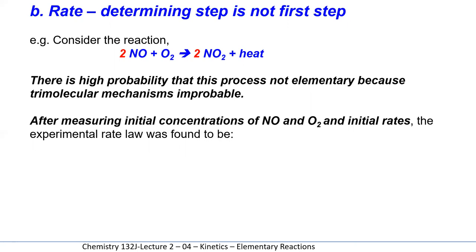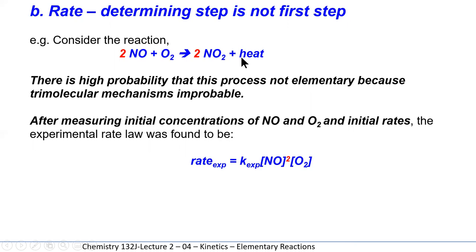And then we vary the concentrations of O2 while keeping the concentration of NO the same. We can determine an experimental rate law that looks like this. So it's R equals K times the concentration of NO squared times the concentration of O2. Seems to agree with this reaction.